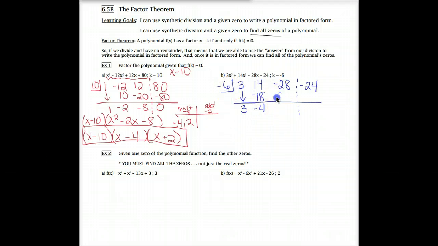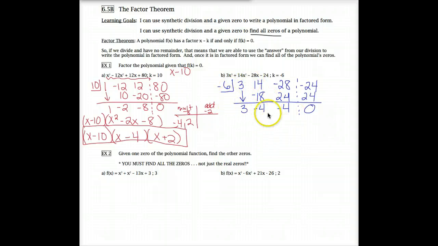Box times bottom again, that's positive 24. Add gives me negative 4. Box times bottom is positive 24 again. And I do indeed get 0. Again, if you don't get 0, you did something wrong.